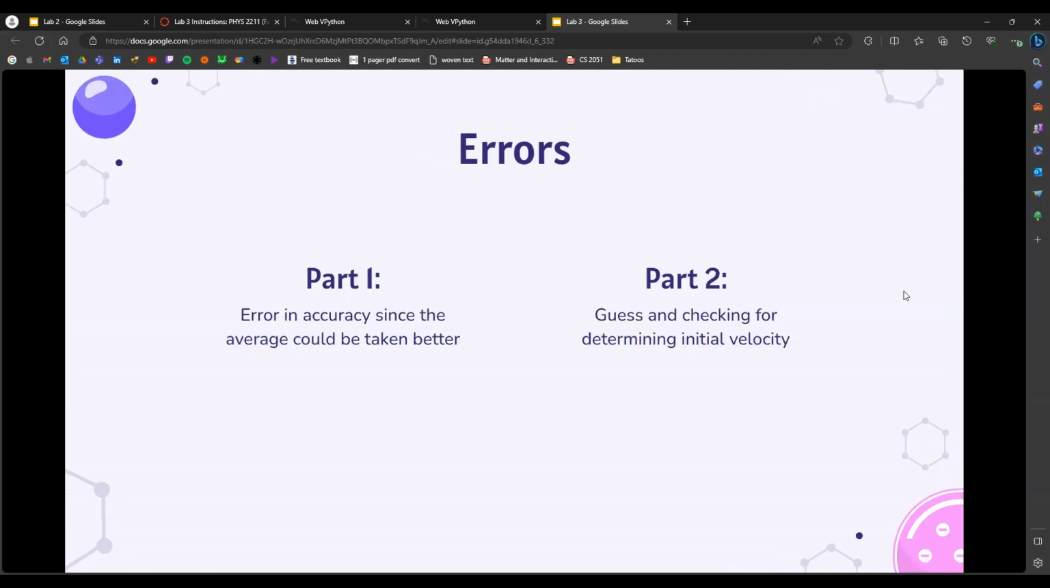So for some errors, in part one, the accuracy in the mass of the black hole definitely could be improved if the averages were more specific or more consistent. And for part two, since it was a guess and check determination of initial velocity, there could, of course, be a closer trajectory in which the spaceship flew past the black hole.